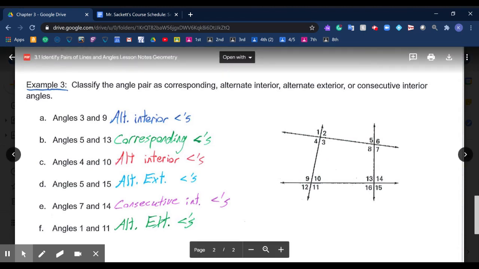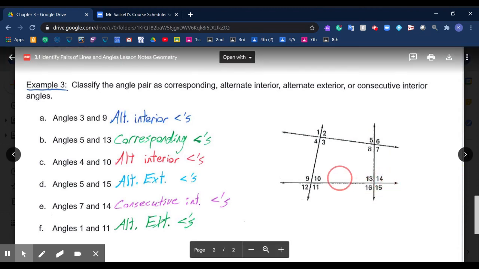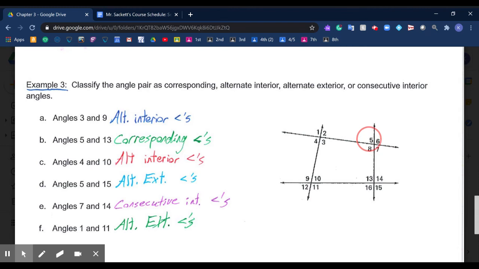5 and 13. 5 is here, 13's down here. So I'm dealing with this as my transversal. These are the two lines being intersected. 5's in the upper left, 13's in the upper left, so they are corresponding angles. C, 4 and 10. 4 is here, 10 is down here. So again, we're dealing with this transversal. They're both on the interior on alternate sides, so they're alternate interior angles.